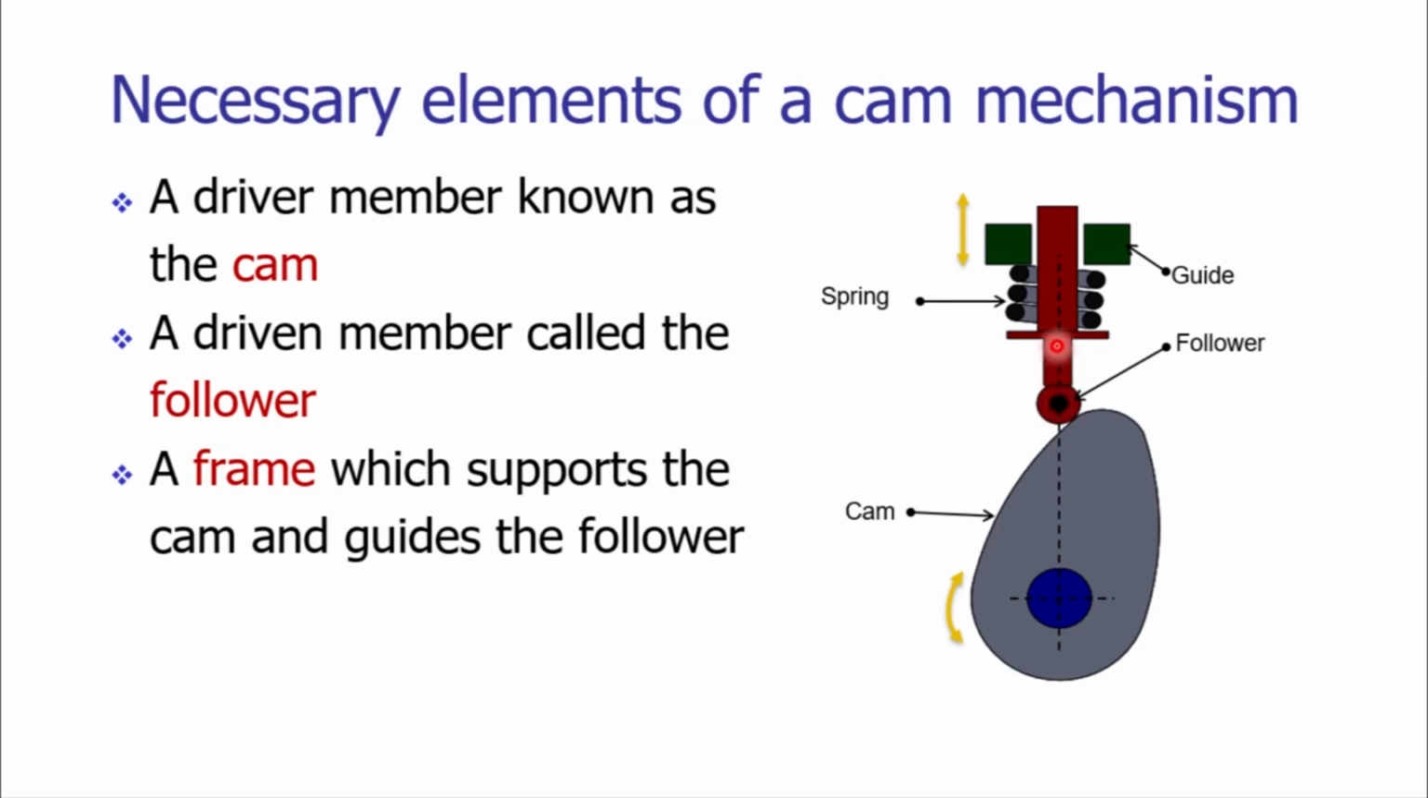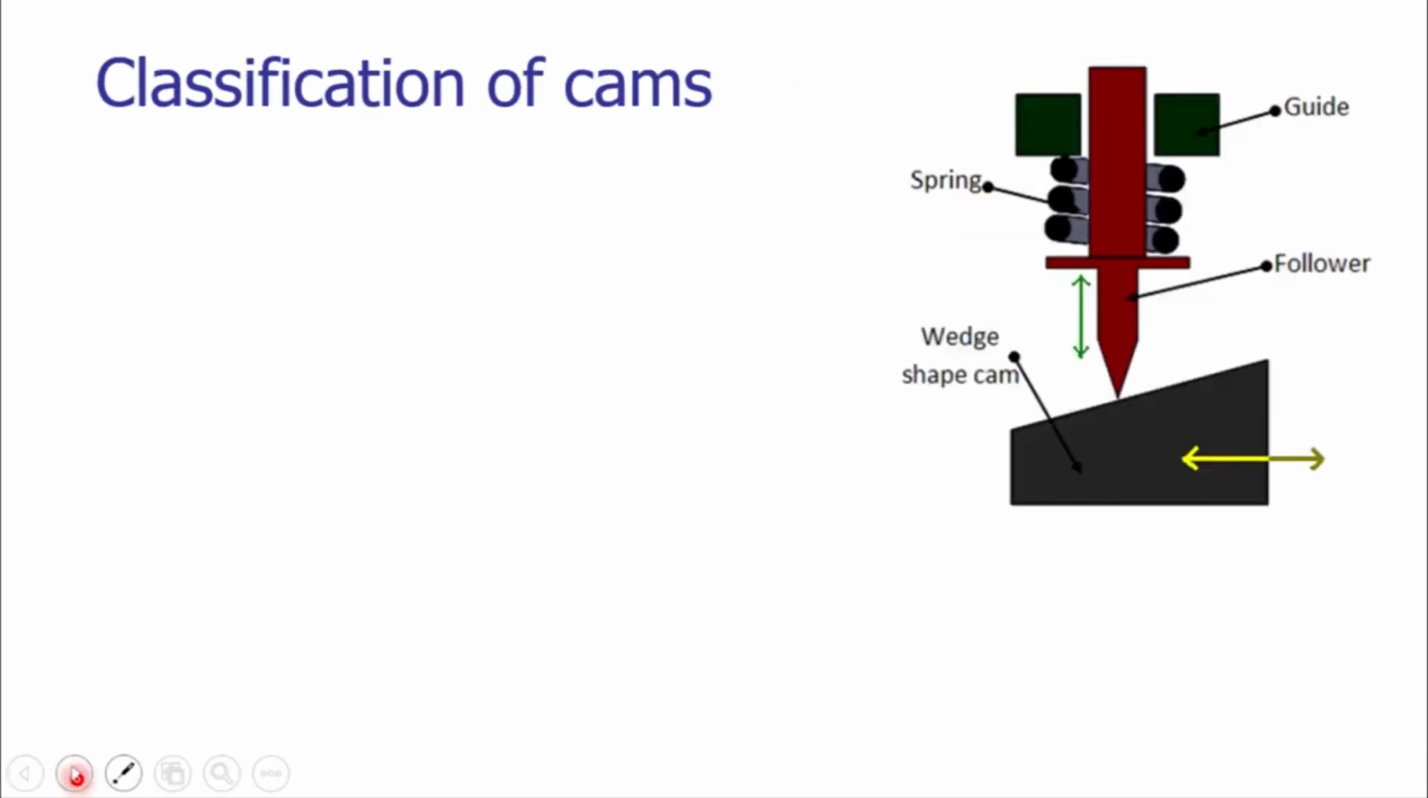As it moves in the upward direction, there would be compression of the spring, and when there is a release of the CAM, when the lower diameter portion comes in contact with the follower, due to the stiffness of the spring the follower will move in a downward direction. In this way we can have the conversion of rotary motion into reciprocating motion.